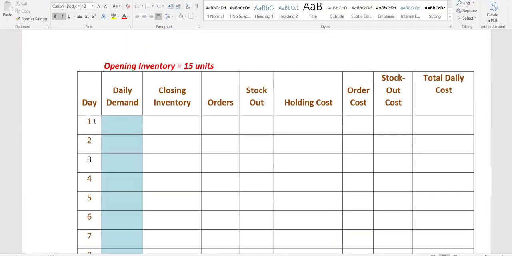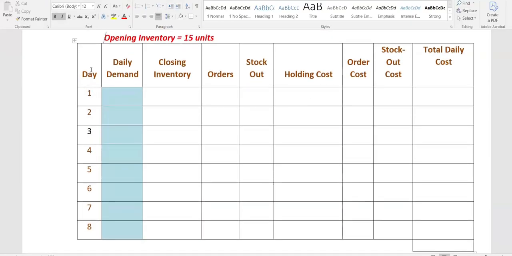Day 1. So look at the table. Day 1 and the daily demand. We're going to come up with day 1 and the daily demand first. What are we going to come up with first in this table? Day 1 and the daily demand. Because obviously we need that information to do anything else in the table, to calculate holding cost and so on, right? We need the demand.